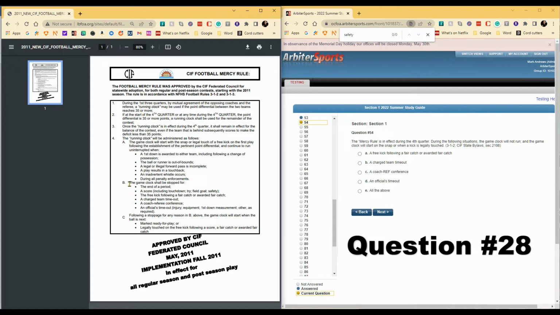So the game clock shall be stopped for the end of a period, a score, a free kick following a fair catch or awarded fair catch, a charged team timeout, a coach-referee conference, or an official's timeout. So over here we've got a free kick following a fair catch, awarded fair catch, a charged team timeout, a coach-referee conference, and an official's timeout. So they just left a couple of things out of there, but all of those are true. So the answer is E. Now remember, that clock runs even if the point differential falls below 35.